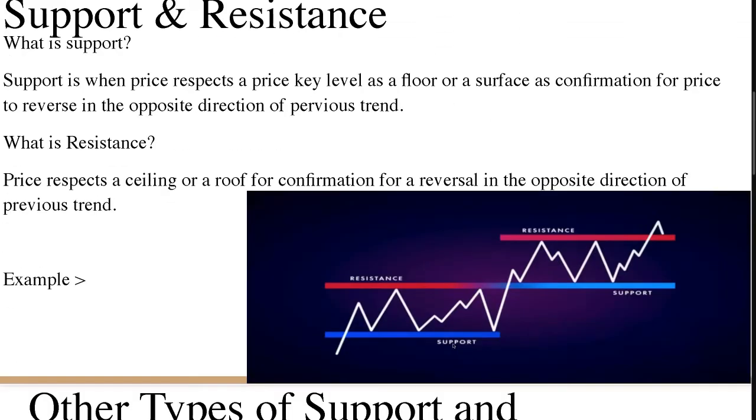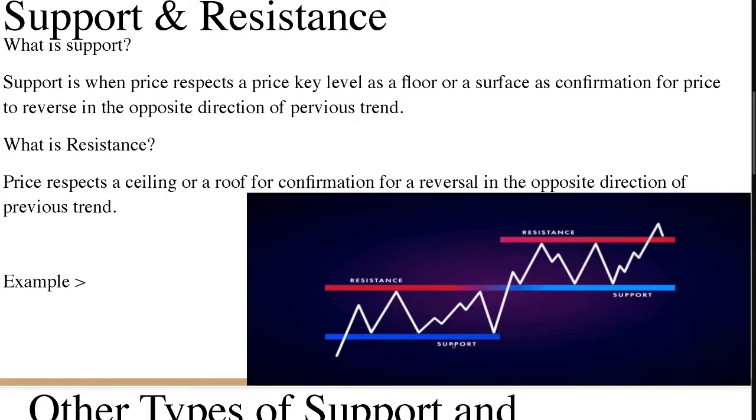So first, the first confluence to reading and understanding charts is support. So what is support and resistance? Support is when price respects a key level as a floor or a surface, as a confirmation for price to reverse in the opposite direction of the previous trend. In this case, price came down to support, which was the key level. It hit and then bounced back up. So that means that's a floor, that's a surface.